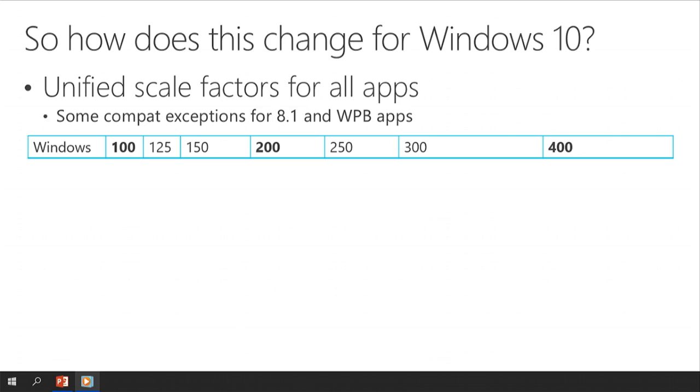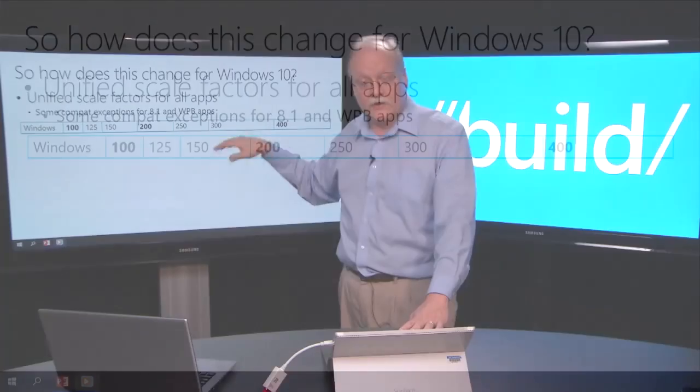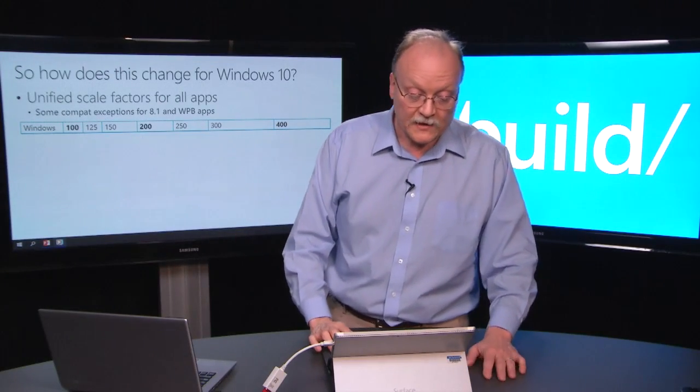So there are some compat exemptions. There are existing apps out there for 8.1 and Windows Phone Blue that expect other scale factors, and we have those shimmed in quirks so that they will actually run as they used to on a particular device. But moving forward, with all the universal apps, we expect people to be coding to these scale factors.